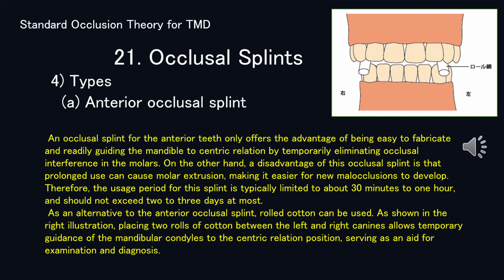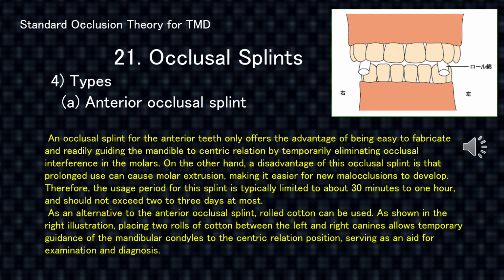A. Anterior occlusal splint. An occlusal splint for the anterior teeth only offers the advantage of being easy to fabricate and readily guiding the mandible to centric relation by temporarily eliminating occlusal interference in the molars. On the other hand, a disadvantage of this occlusal splint is that prolonged use can cause molar extrusion, making it easier for new malocclusions to develop. Therefore, the usage period for this splint is typically limited to about 30 minutes to 1 hour, and should not exceed 2 to 3 days at most.